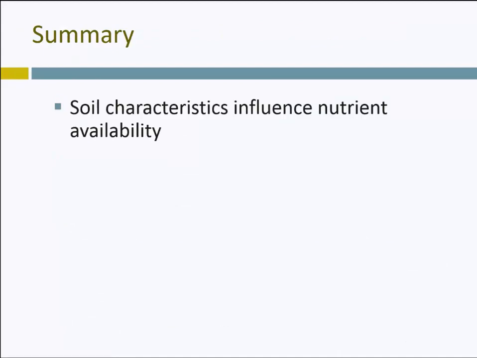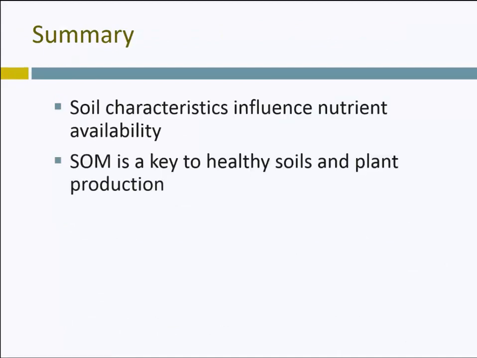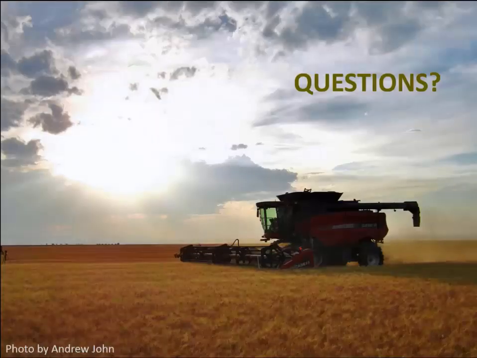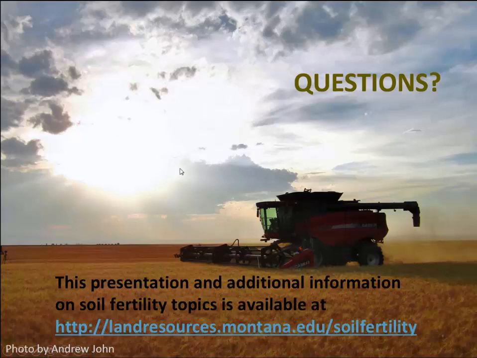So in summary, soil characteristics influence nutrient availability. Soil organic matter is key to healthy soils and plant production. And soil tests, the online economic nitrogen rate calculator, and assorted publications are available to help you determine fertilizer rates and timing to optimize your use of fertilizer and to optimize your net profit.